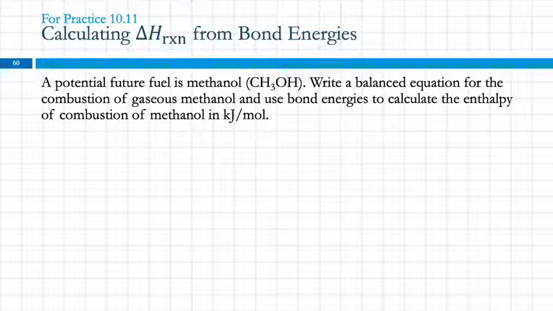That happens too. Potential future fuel is methanol. Write a balanced equation for the combustion of gaseous methanol and use bond energies to calculate the enthalpy of combustion of methanol in kilojoules per mole. Well, first we need a chemical equation. So they told us what the formula for methanol is. And it's combusting. What's the other reactant? Oxygen. And what are the products?